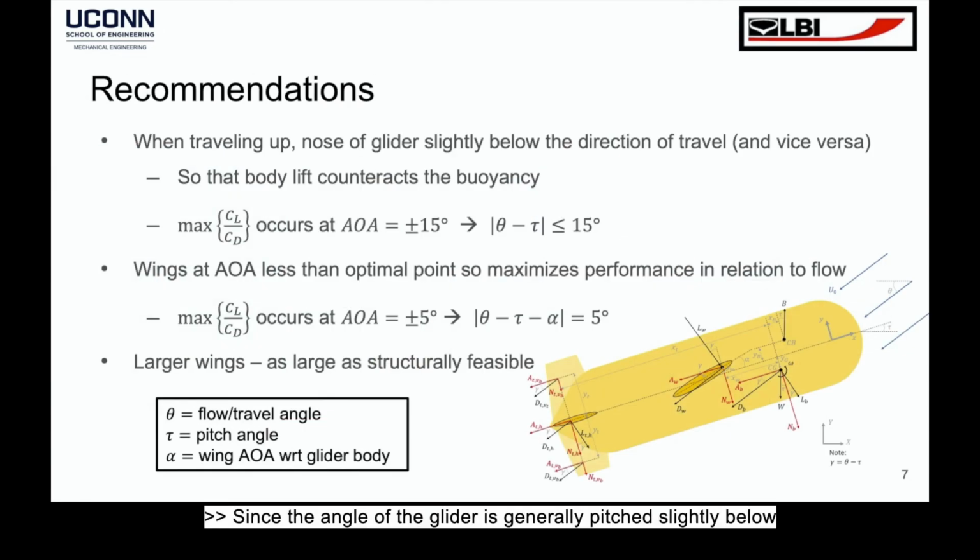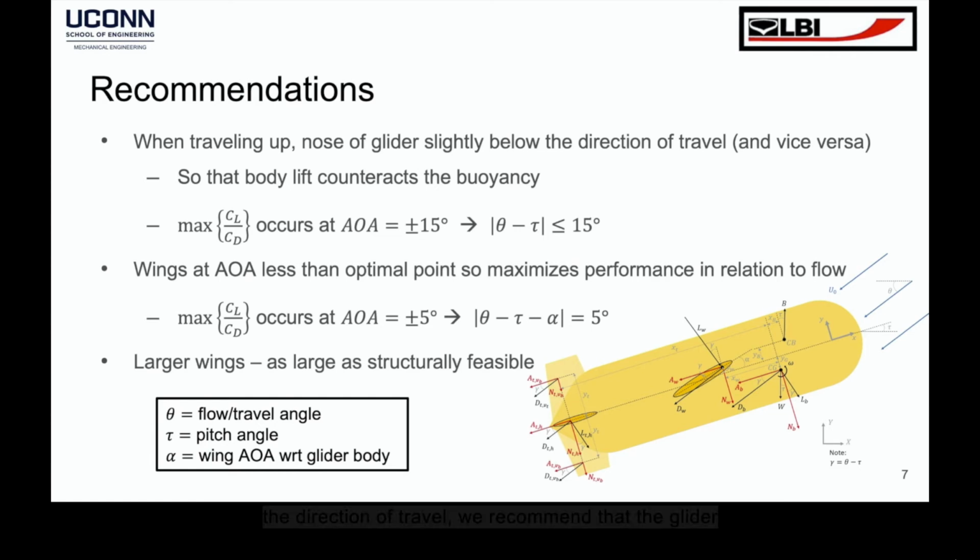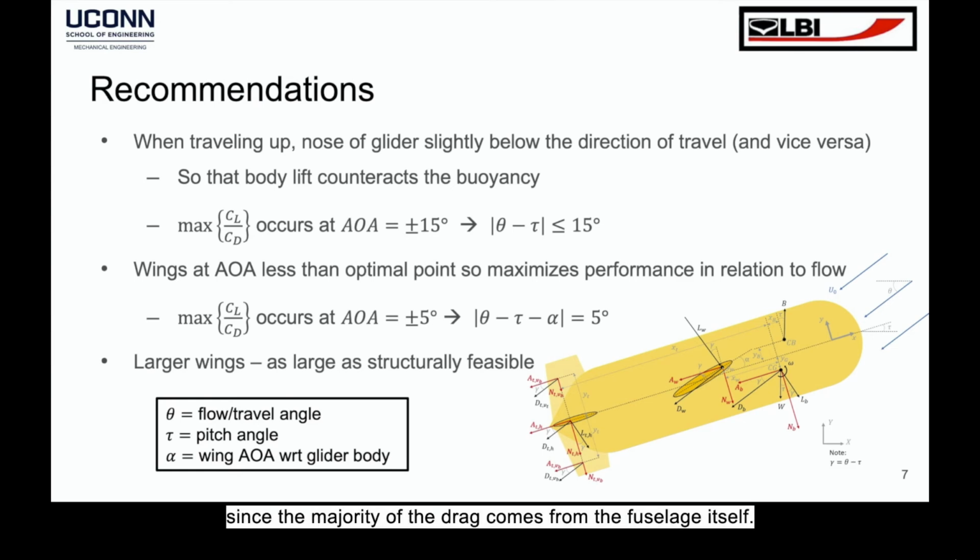Since the glider is generally pitched slightly below the direction of travel, we recommend that the glider is pitched at approximately 15 degrees or less to maximize the lift over drag of the fuselage itself, and that the wings should have an angle of attack of 5 degrees relative to the direction of travel to maximize the lift over drag of the wings. In addition, increasing the size of the wings would significantly increase the lift of the whole glider, since the wings generate nearly all lift, but would not affect drag that much, since the majority of the drag comes from the fuselage itself.